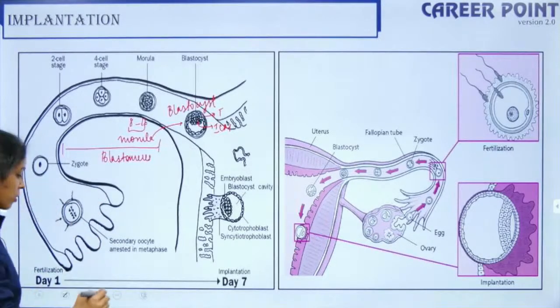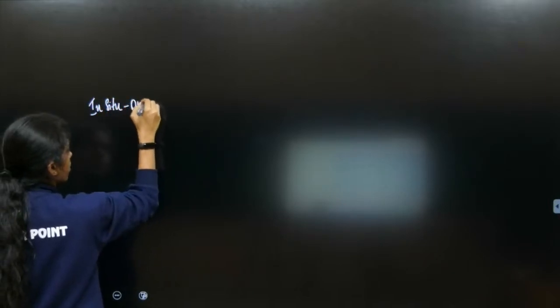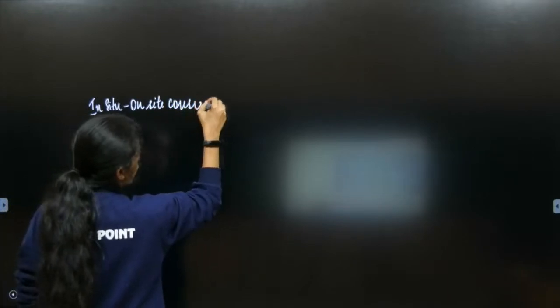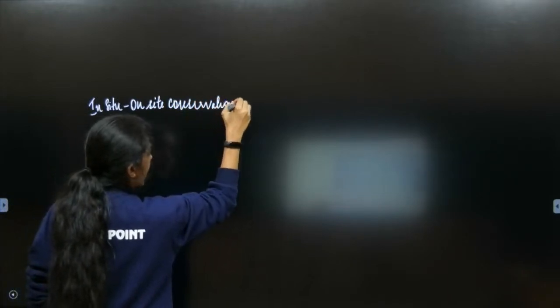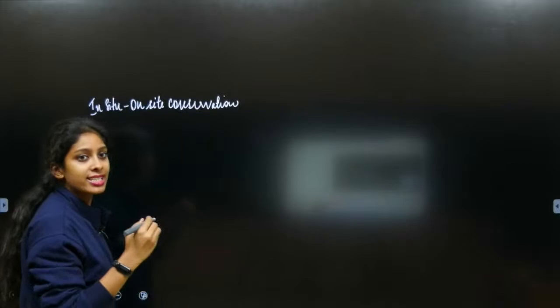So Swami wants me to explain what in situ and ex situ conservation are. In situ means on site. So on-site conservation is in situ. When you conserve a particular organism in its native site, that is in situ. In situ includes your national parks.